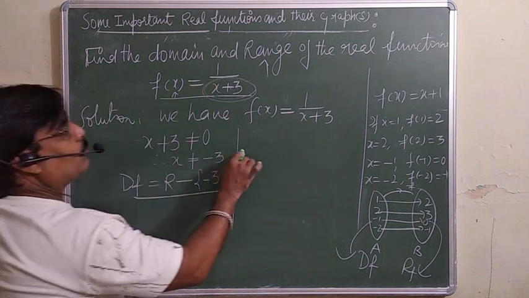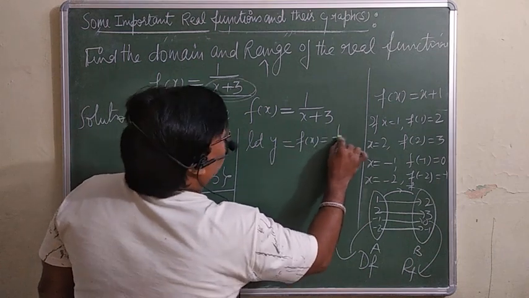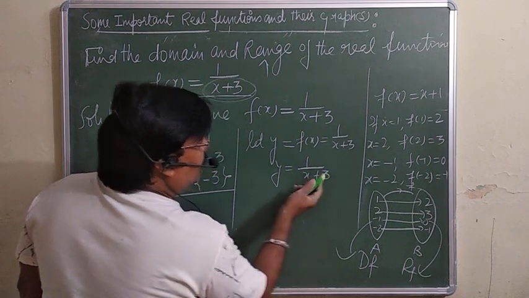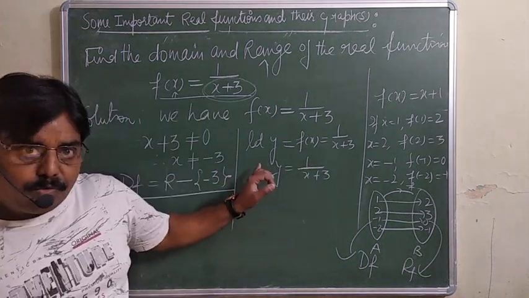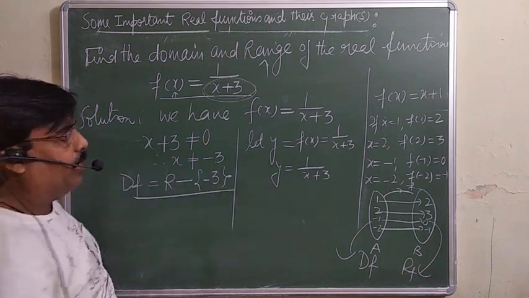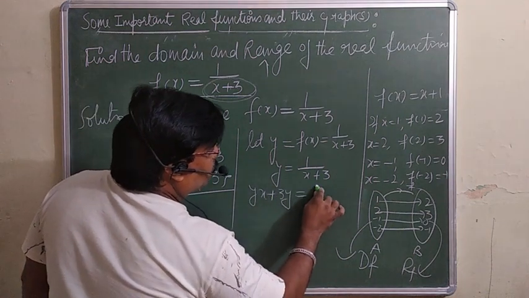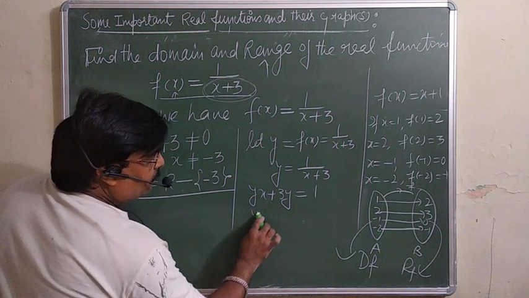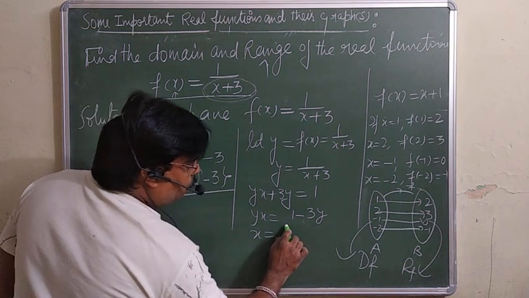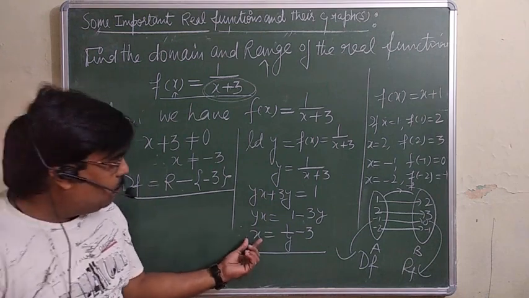अब इसको always you have to assume that y is equal to f(x) is equal to 1 over x plus 3. ठीक है, ये क्या होगा? y is equal to 1 over x plus 3. Now just write down x in terms of y. Just do the cross multiplication, y into x plus 3y is equal to 1. So yx is equal to 1 minus 3y. So x is equal to 1 over y minus 3. See, so just write down x in terms of y.